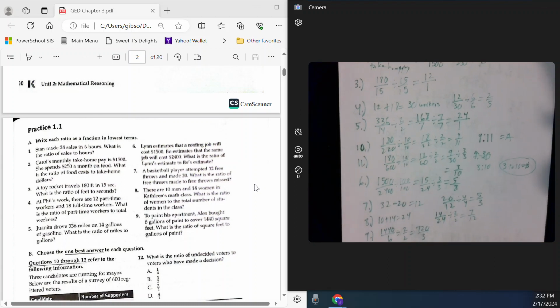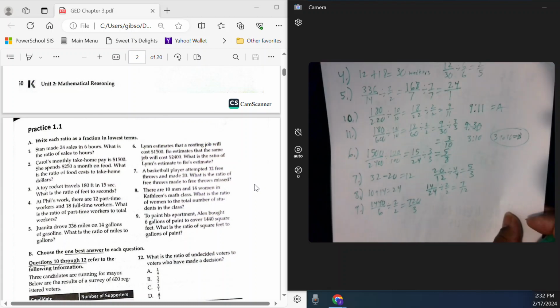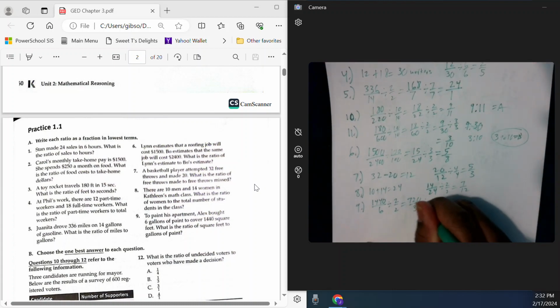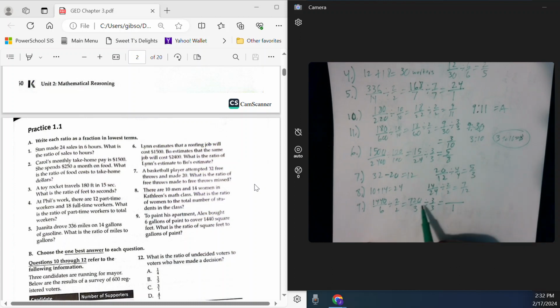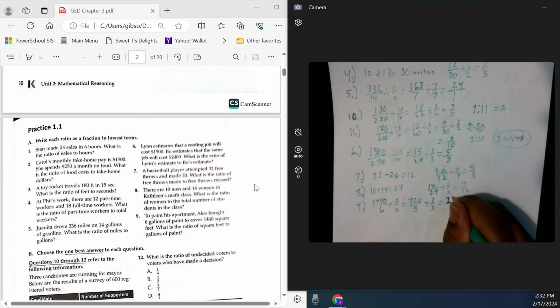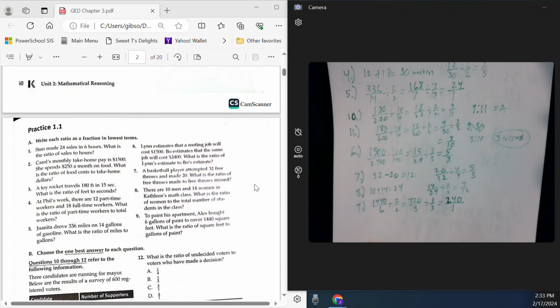Now 720 and 3 both have 3 in common. We could divide both by 3. 3 goes into 3 once. 3 goes into 720. We'll have 2. 3 goes into 7 twice. So that'd be 6. And then that'll leave you 1, 2. 3 goes into 12 4 times. And then a 0. So it'll be 240.